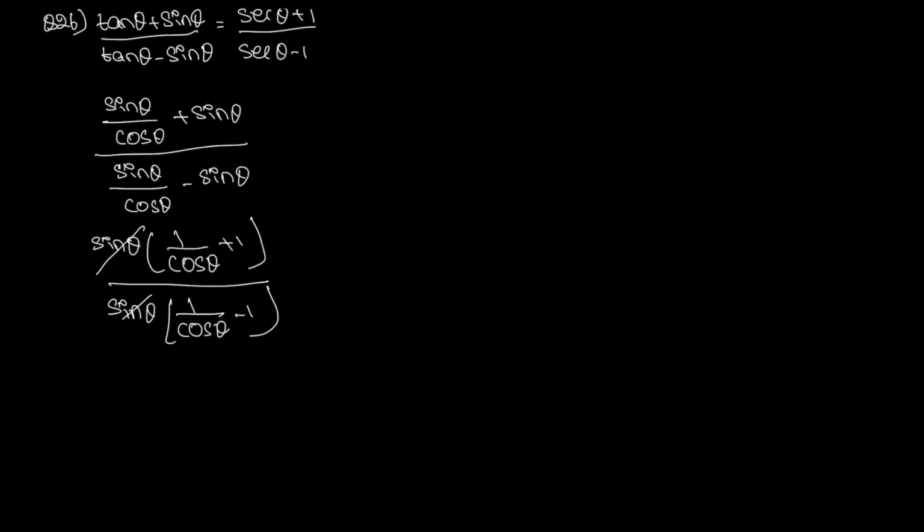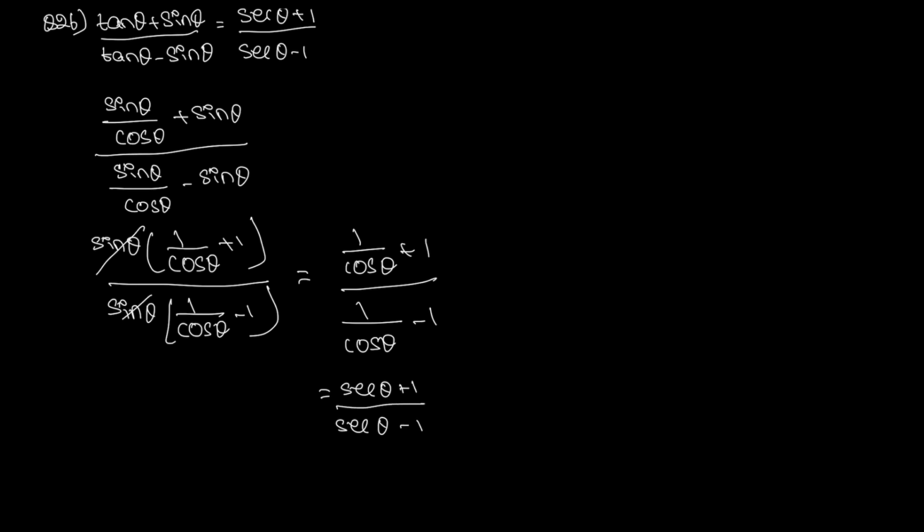Here sin and sin get cancelled, and the remaining values are 1 by cos plus 1 by 1 by cos minus 1. And here we have the inverse of cos. The inverse of cos is secant. Secant theta plus 1 by secant theta minus 1. This is our required RHS value, question number 26.